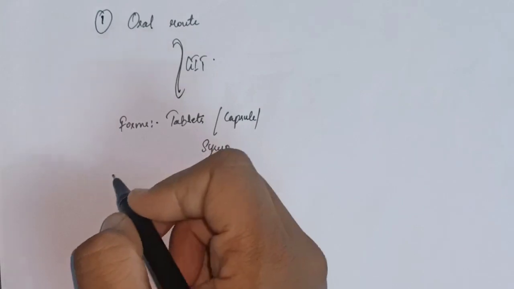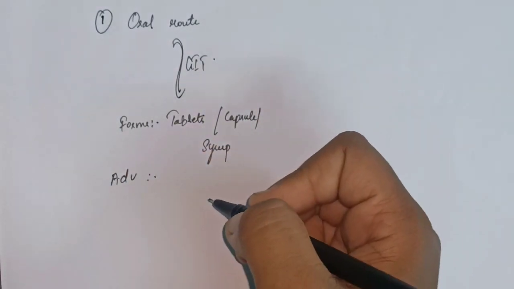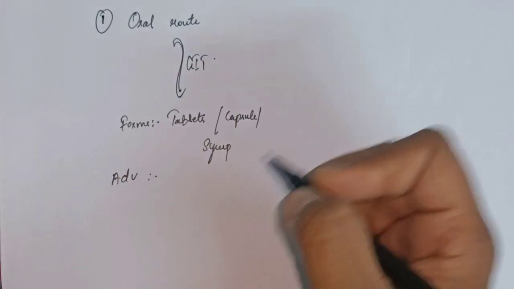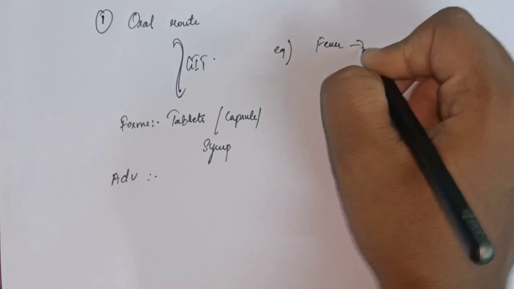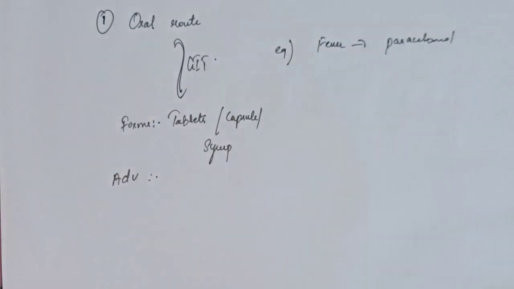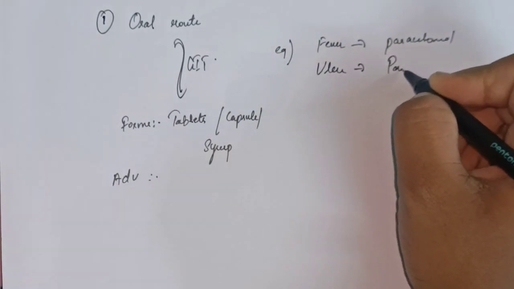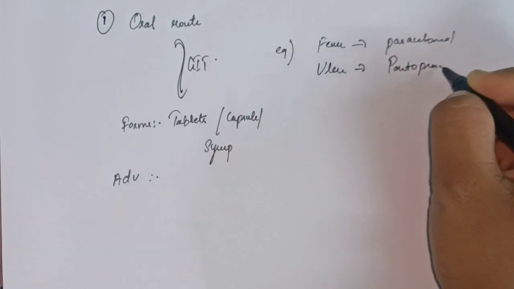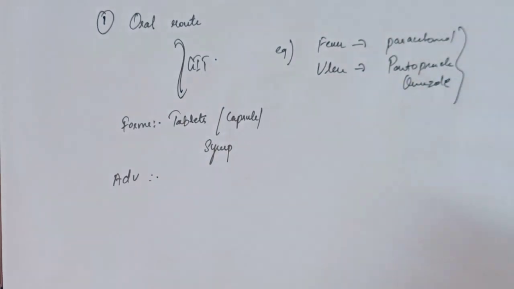So what are the main advantages and disadvantages of this? We all know, right? For example, if the patient is having fever, what will they give? Para, right? You will take para through the mouth only. If the patient is having ulcer, what will you give? Pan 40 or pantoprazole, or omeprazole. These drugs are taken through the mouth only.